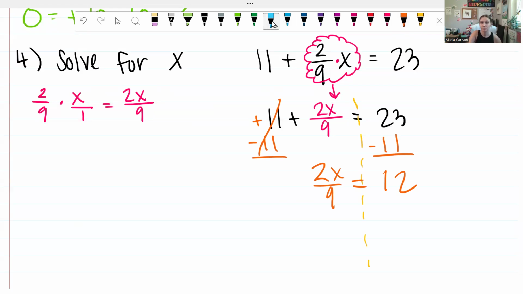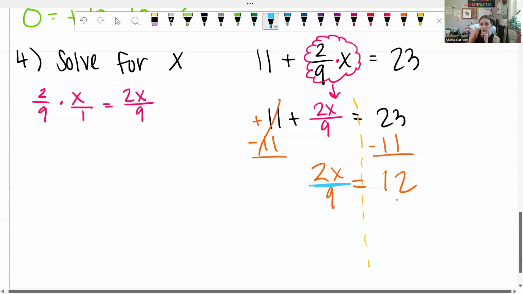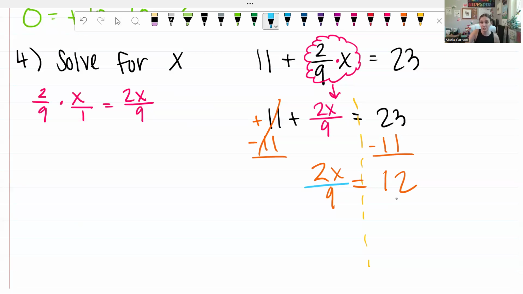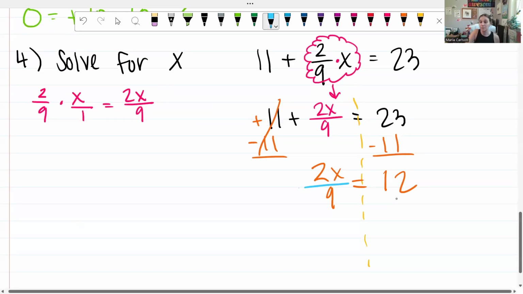Now, we're going to keep using our order of operations. Remember, this is division here, so we really have 2x divided by 9. I can get rid of that division. So I am going to get rid of the dividing by 9 by multiplying both sides of this equation by 9. That's going to undo the division. So the 9s will cancel. We'll be left with just 2x is equal to 12 times 9, which is 108.